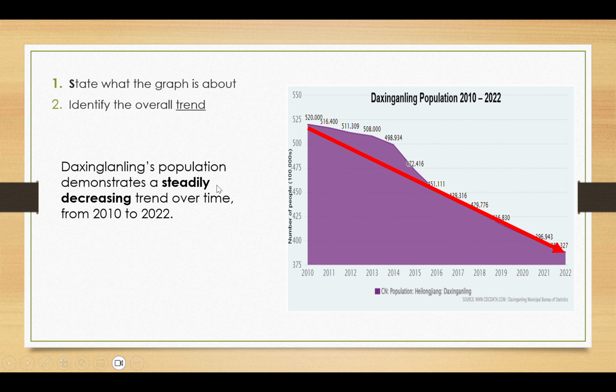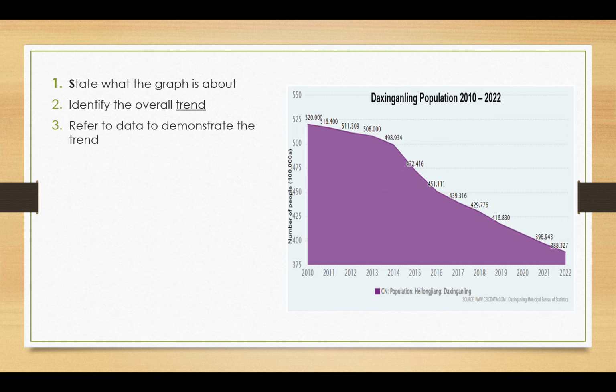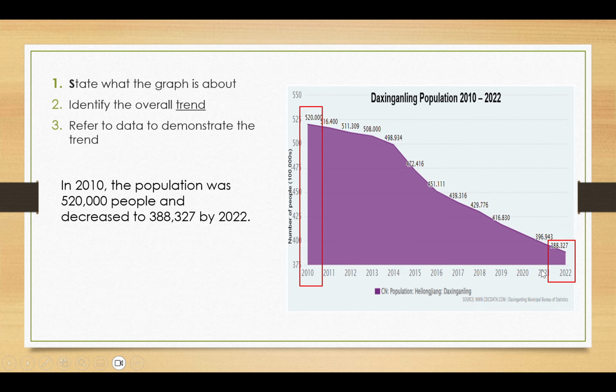So Dashinganling's population demonstrates a steadily decreasing trend over time from 2010 to 2022. Now refer to data to demonstrate this trend. So I like to look at the earliest year. Here the population was very high, and over here the population is significantly lower in 2022. So if I compare this year to this year, I can show that pattern.